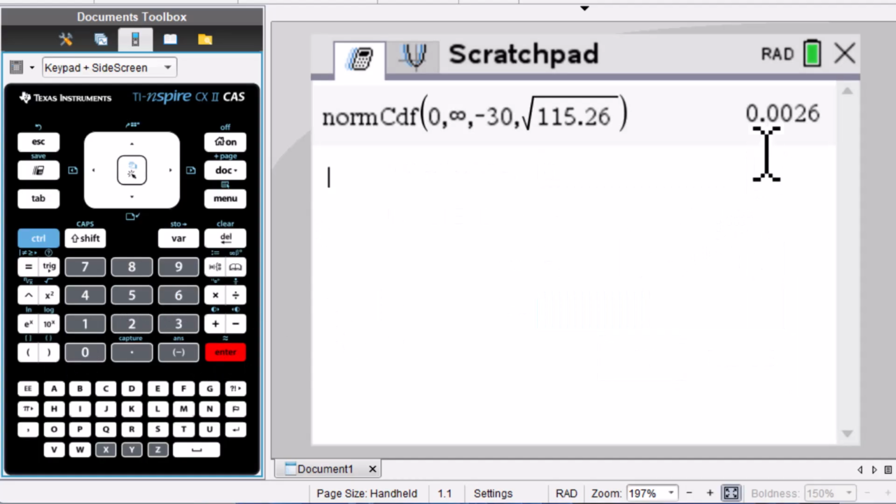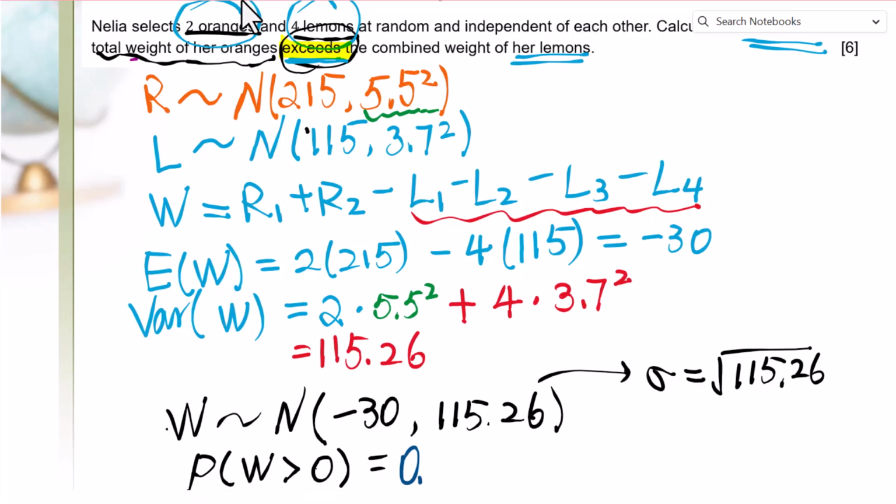Enter. We got 0.0026. This is not 3 sig figures. We need to check whether this value is an accurate answer. So go up, enter. This shows you what exactly this value is. So answer will be 0.00260 as 3 sig figures. Answer is 0.00260.